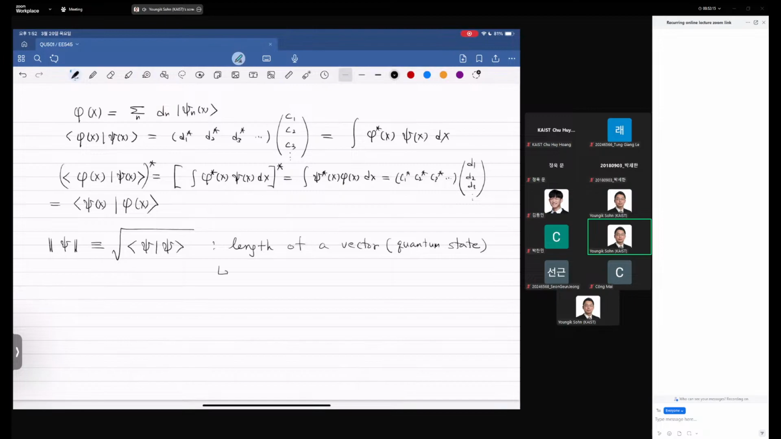So in linear algebra also, you define the vector length as this. So it's the same definition, okay? Linear algebra and geometrical vector. The vector is a physical length. So it's working nicely.